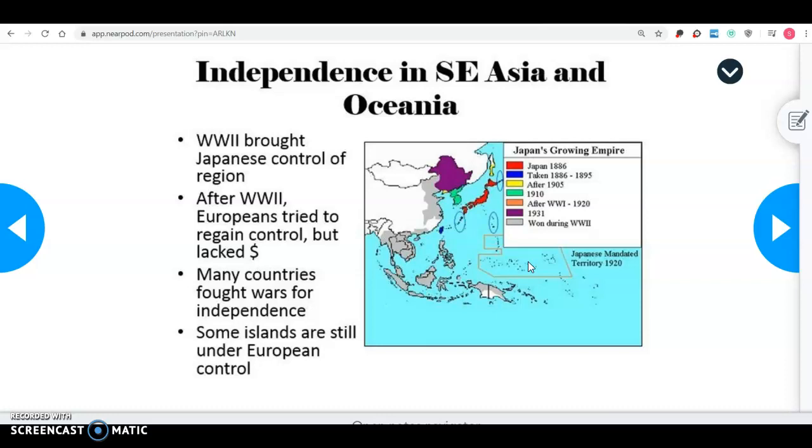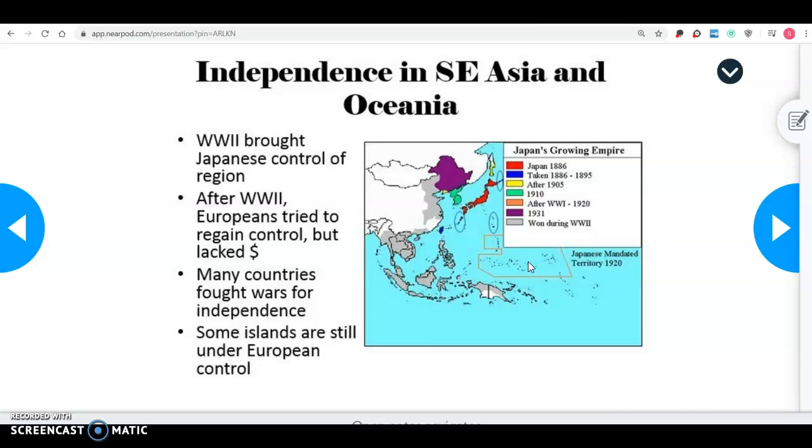After World War II, Europeans tried to regain control, but they didn't have a lot of money. After a major war happens, war is expensive, and the Europeans are focused on building their countries back up in Europe. They're not focused on their colonies. They're not focused on sending money to the other side of the world to protect their colonies. And so they really didn't have a whole lot of money.